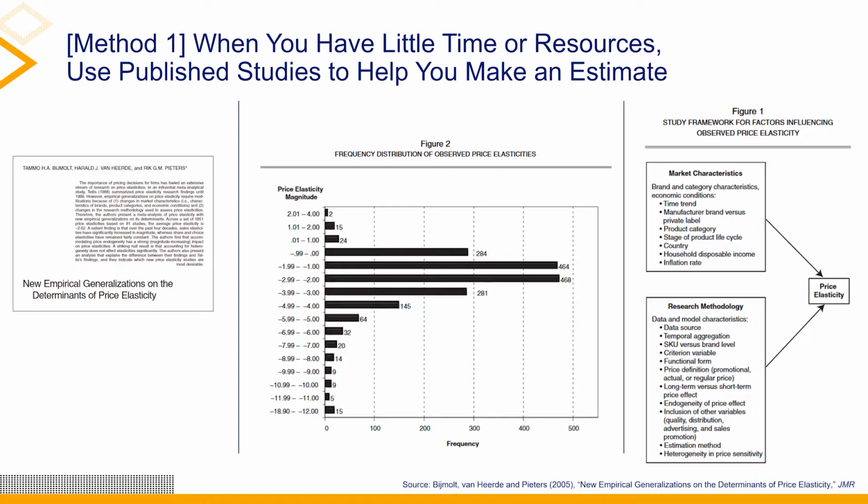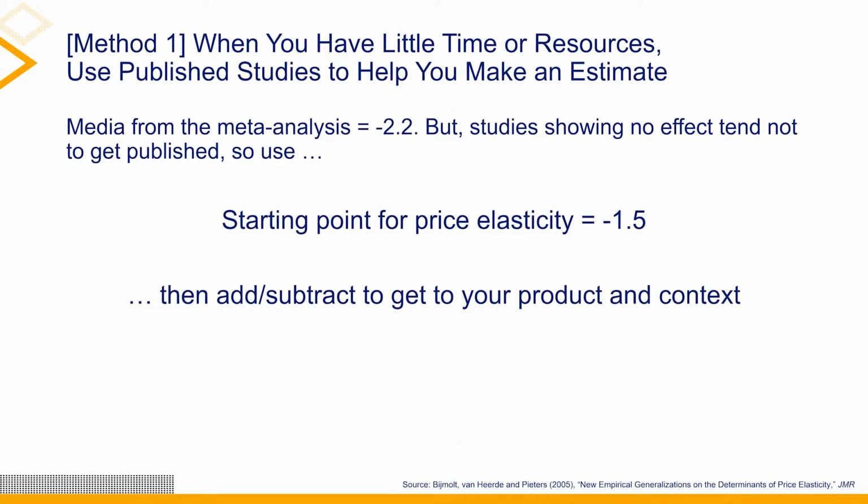The right panel highlights that variation in the price elasticity of different products can be due to factors that include the product category and stage of the product life cycle. The meta-analysis found that the median price elasticity was about -2.2. This informs your starting point, which will be say -1.5 to account for publication bias. Then you add and subtract from -1.5 using the offsets published in the paper that describe your product and context.